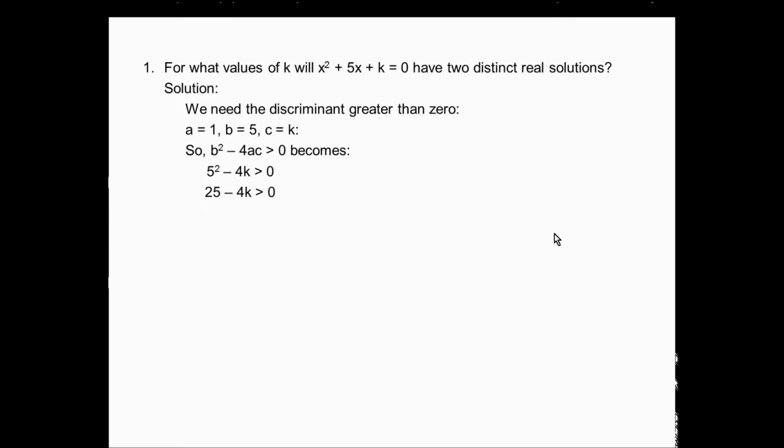Notice we're going to get a bunch of values of k that will work. So 5 squared is 25. So I've got 25 minus 4k greater than 0. Subtract 25 from both sides. Negative 4k greater than negative 25. Now remember, with an inequality, when you divide or multiply by a negative number, you reverse the direction of the inequality. So I'm going to get k is less than 25 over 4. So notice, a bunch of values of k will work. Again, I could have put the k anywhere, and I could have asked 2 distinct real, 1 real, or 0 real.